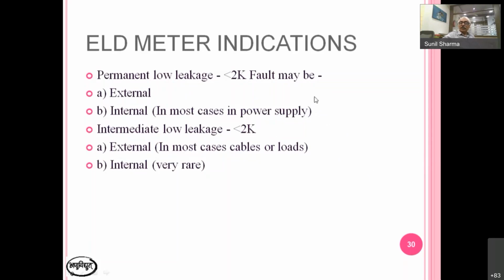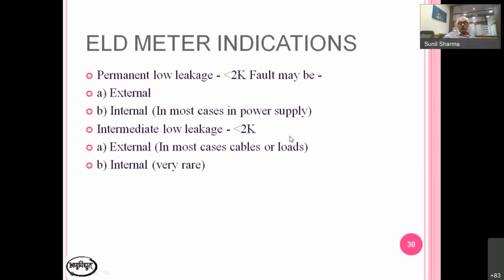Suppose it is external, where does it lie? It becomes again a very big job, because the internal supply is okay, and as soon as you disconnect the external part, it is running so many loads. Again, our insulation tester is useful here. I will explain how to use it in our next few slides.